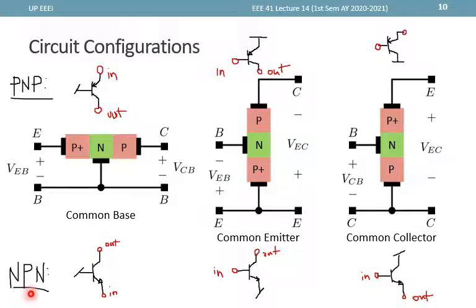So for NPN, the circuit configuration would normally look like this one. So we just use the symbol for NPN, and we retain the common portion, so common base, common emitter, common collector, and the input and output are actually also the same. So input is still at the emitter, output at the collector, and the base is always the input. In this portion, the collector is the output. Here, the emitter is the output.